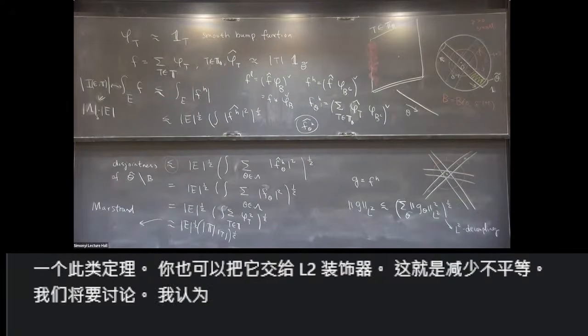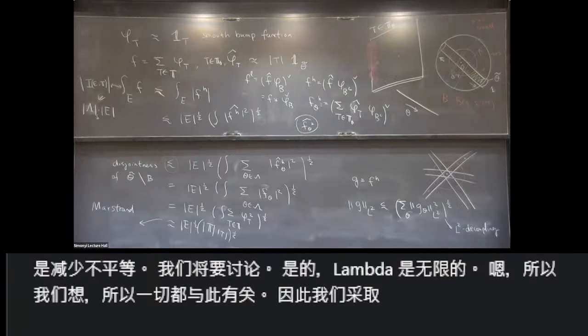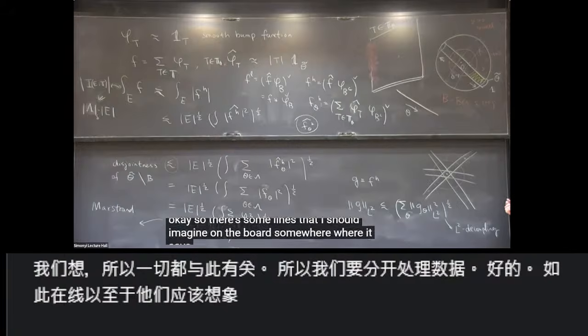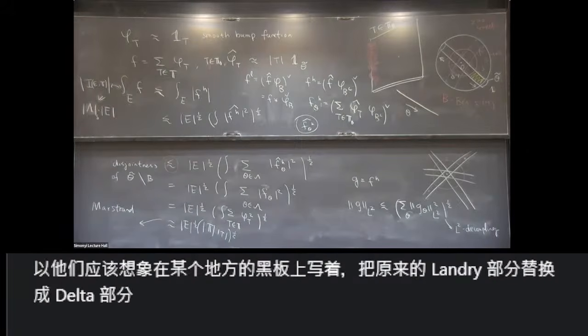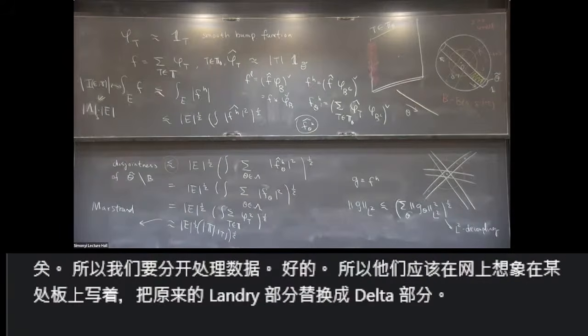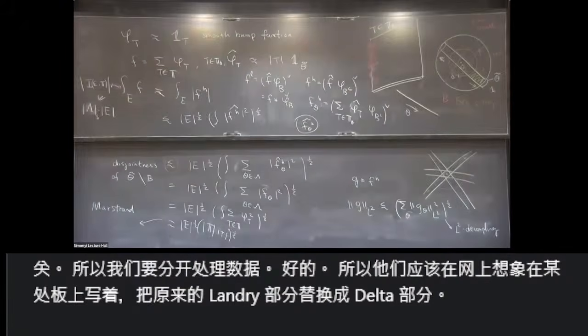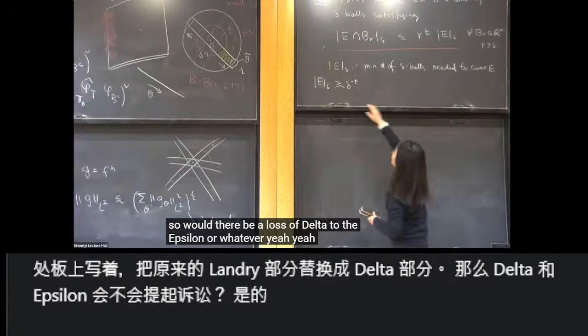Real quick, I think I ended up on the wrong page. Is lambda infinite? So we are thinking, everything is at scale delta, so we are taking delta-separated. Okay, so there's some line that I should imagine on the board somewhere where it says take the original lambda and replace it with the delta-separated. Yeah. And then I think it makes sense. So would there be a loss of delta to the epsilon? Yeah, it will be a loss of delta to the epsilon.